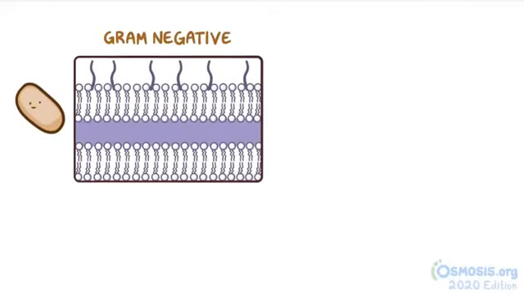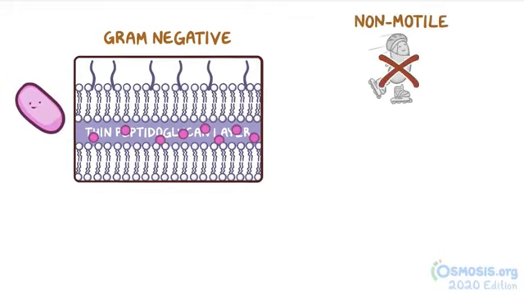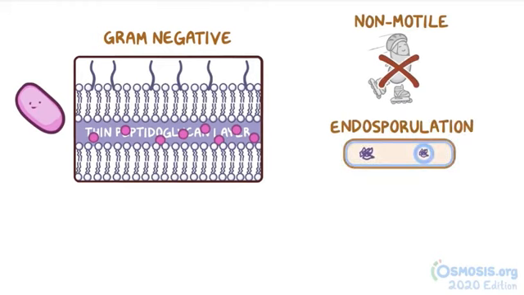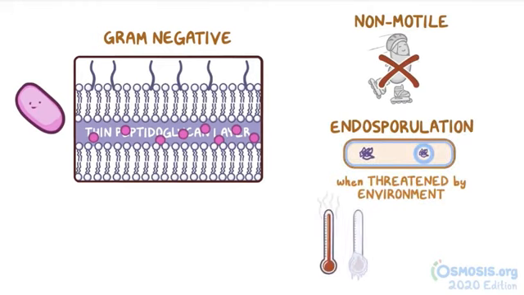Now, Coxiella burnettii is gram-negative, meaning that its cell wall has a thin peptidoglycan layer, so it cannot retain a stain called crystal violet stain. Instead, it stains pink with safranin dye used during gram staining, so it looks like a little pink rod under the microscope. C. burnettii is also non-motile, and it can undergo endosporulation when it feels threatened by the environment, like when the temperature becomes too high or too low, in case of extreme dryness, or when there's harmful radiation around.